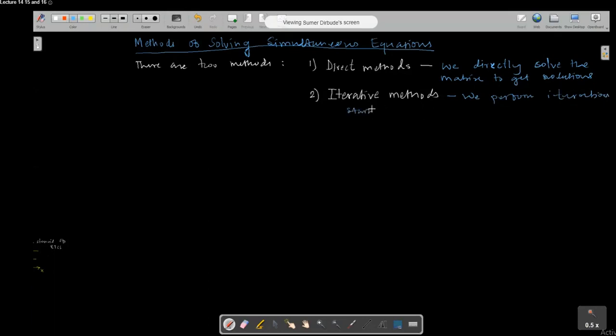starting with some guess value and correcting the guess values in the next iterations. Okay.